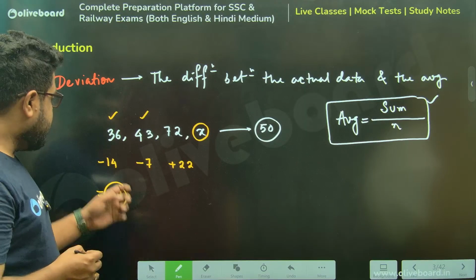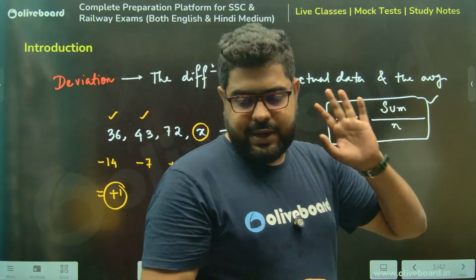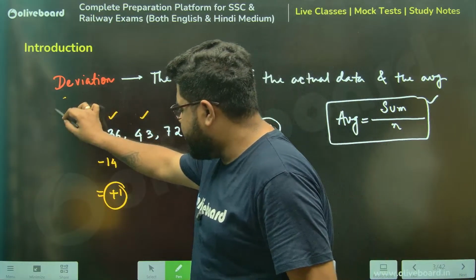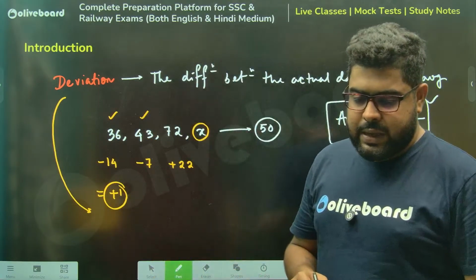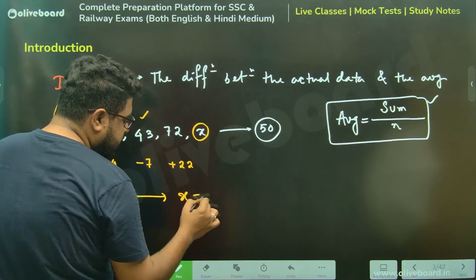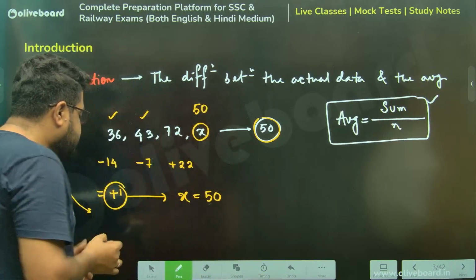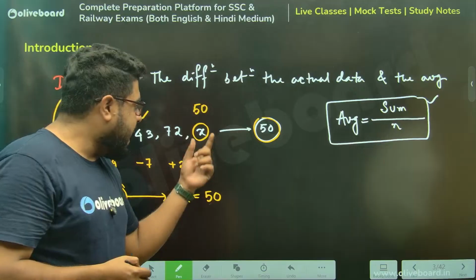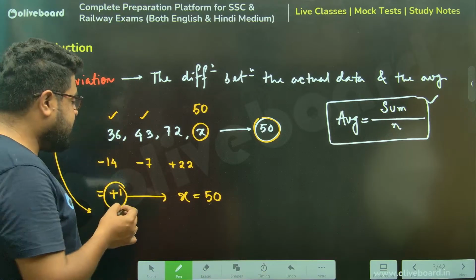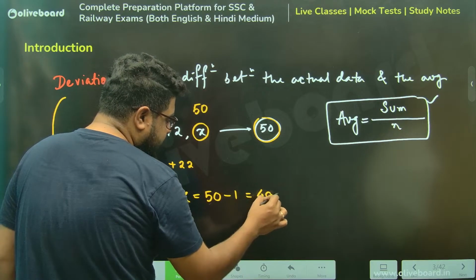That is 1. Minus 14 minus 7 is minus 21, plus 22 is plus 1. This is what we call the deviation. Now, please understand how to calculate the value of x using this deviation. If the value of x was equal to the average, meaning 50, then the deviation would be plus 1. So my value of x will nullify this deviation. How to balance plus 1? By doing minus 1. So the value of x will be 49.